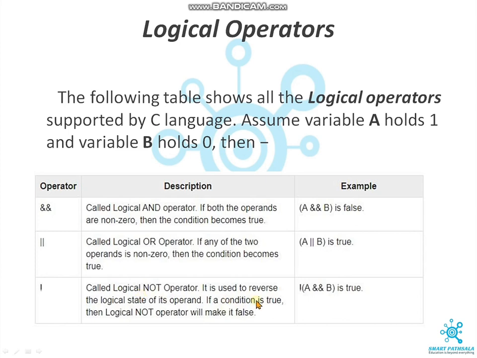Next one is what? Logical NOT operator. It is used to reverse the logical state of its operand. If a condition is true, then logical NOT operator will make it false. Now we have seen that A and B is false. Now suppose we take any statement as false, how can we define it in other sense? I mean to say that if something is false, then it will be not true. So here we have seen that A and B is false, so not (A and B) will be true. That means not (A and B) is true as A and B is false. Okay.